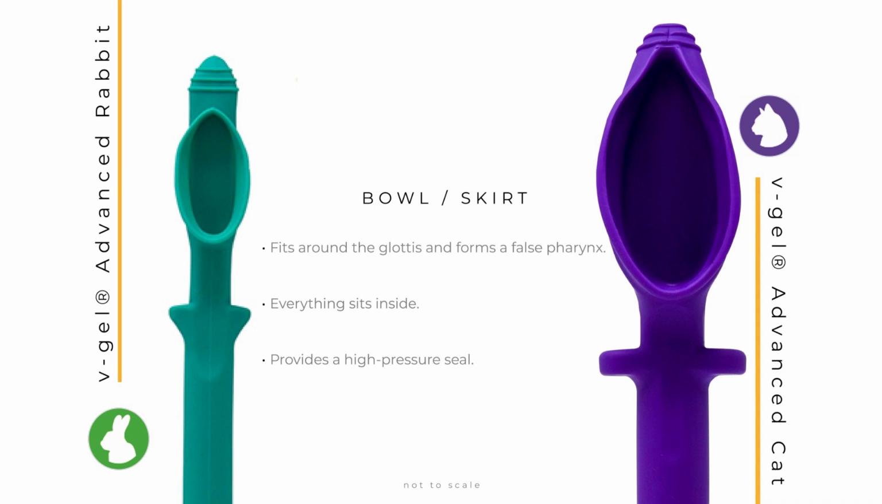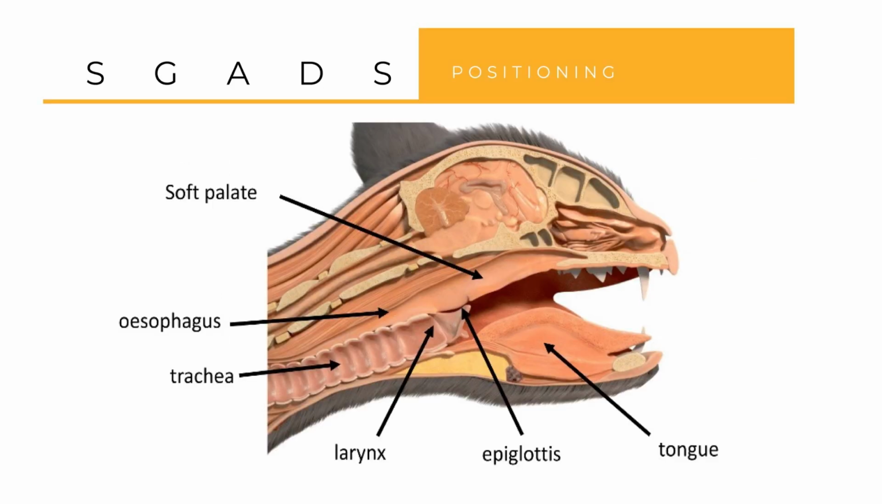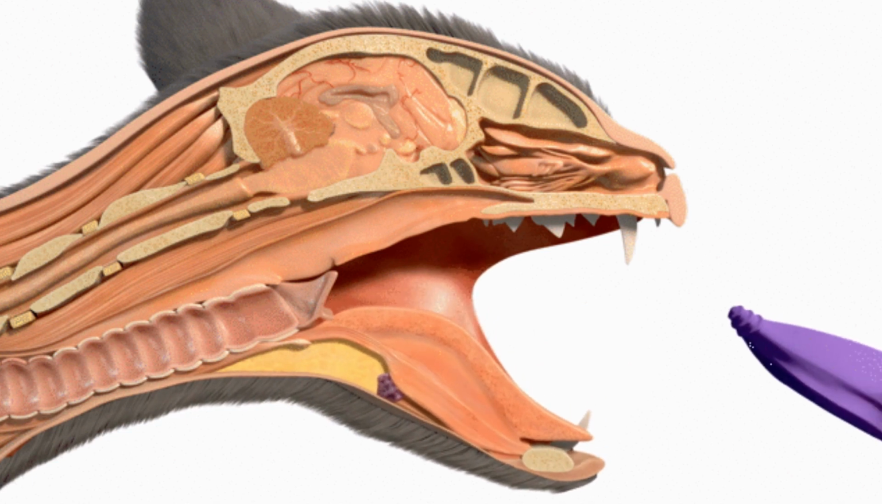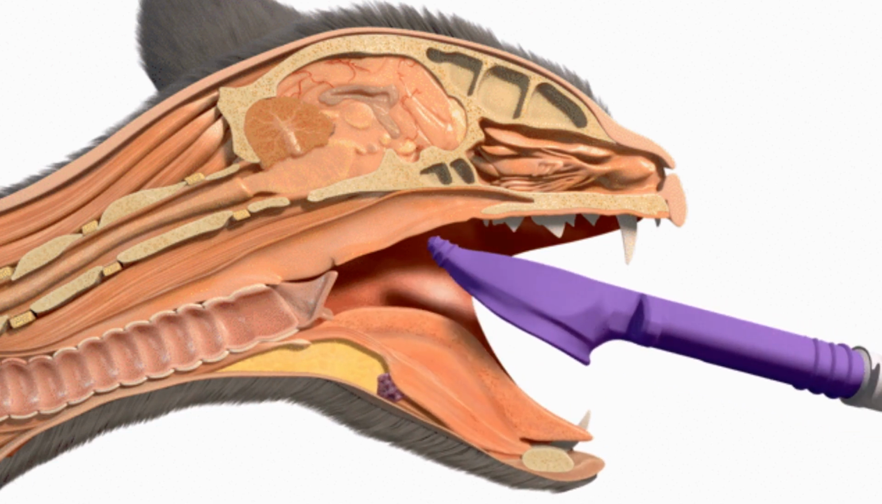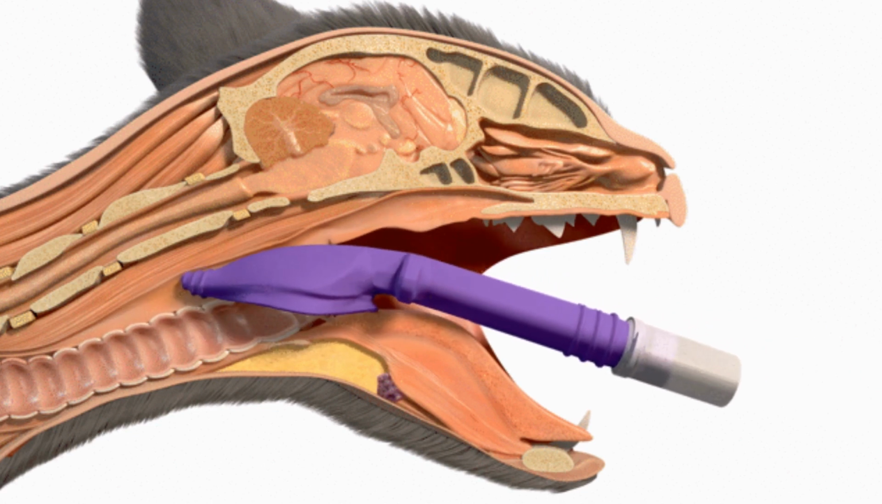Number 5. The esophageal plug. This area sits just inside the upper esophagus and helps to prevent any stomach contents from being able to reach the airway. In this slide, you will see a diagram of a cross-section of a cat's skull with the anatomical parts labelled. In this slide, we have mimicked the placement of the V-gel Advanced so you can see how the device is placed and where it sits to provide a patent airway.